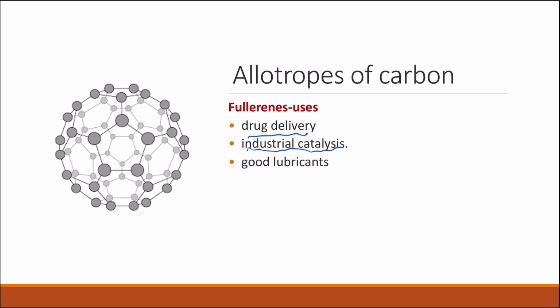Fullerene itself is not used as a catalyst, but it's used in industrial catalysis because a catalyst can be attached to the surface of fullerene, and this provides a very large surface area for catalysis. Remember that it's not used in itself as a catalyst, but the catalyst can be attached to its surface and improve the catalysis by providing large surface area for the process. They also make good lubricants.